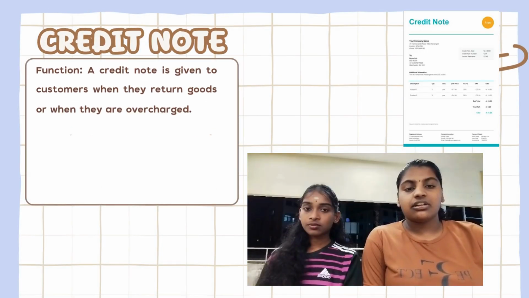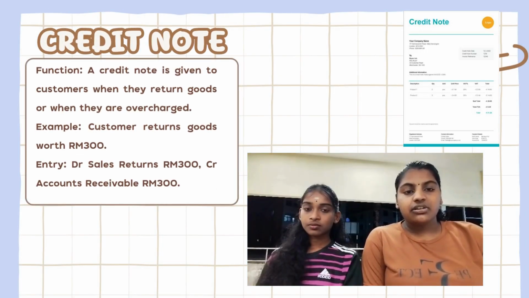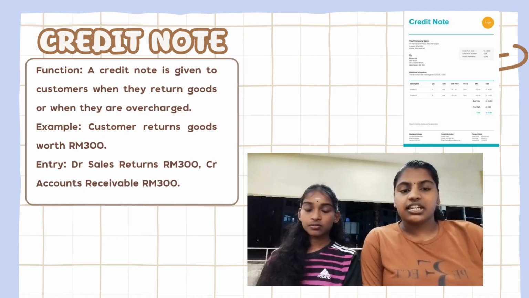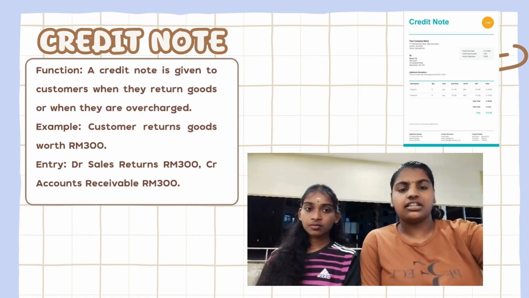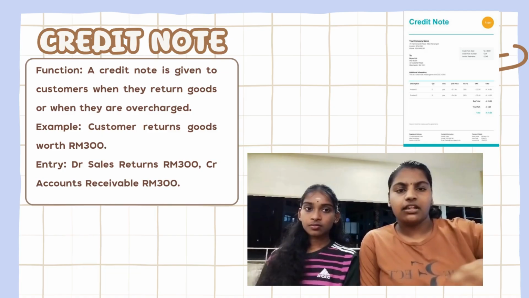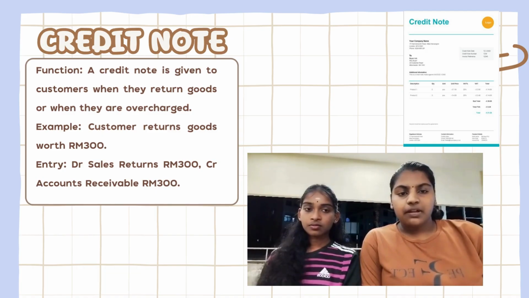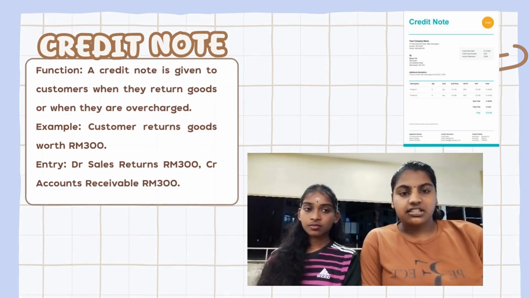Second, credit note. Function: a credit note is given to customers when they return goods or when they are overcharged. For example, a customer returns goods worth 300 ringgit. Entry is debit sales returns 300 ringgit, credit accounts receivable 300 ringgit. Book of prime entry is the sales returns journal.